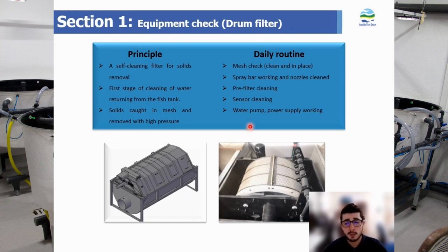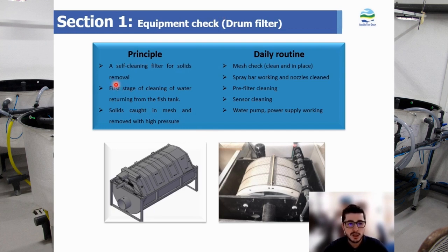A knife or a blade is positioned to remove the product from the surface. It is widely used in different fields, including wastewater treatment, sludge dewatering, chemical manufacturing, cosmetic and food processing. It is a self-cleaning mechanical filter for solid removal and represents the first stage of cleaning of water returning from the fish tank. The solids, caught in a mesh with a variable size, in many cases about 60 microns, are removed with high water pressure.